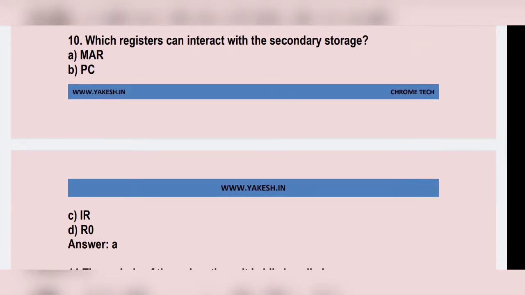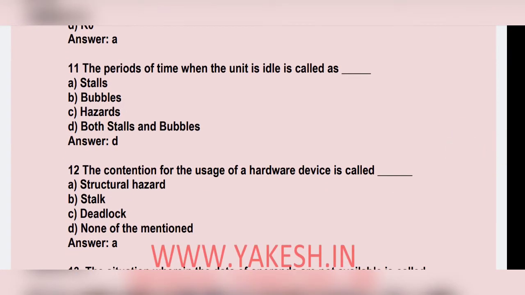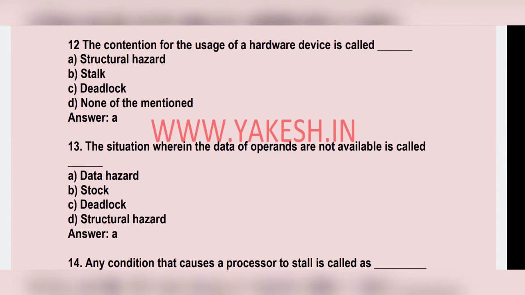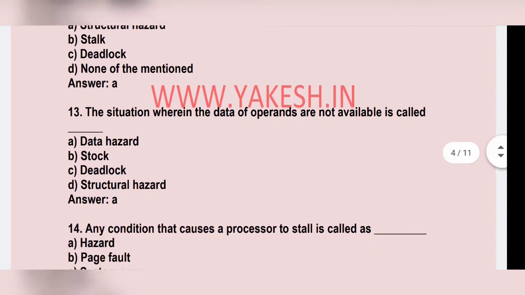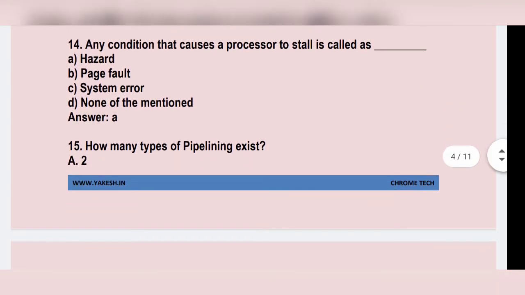Which register can interact with secondary storage? Option A, MAR. The periods of time when the unit is idle are called option D, both stalls and bubbles. Option D is the correct answer. The contention for the usage of a hardware device is called option A, structural hazards. The situation wherein the data of operand are not available is called option A, data hazards. Any condition that causes a processor to stall is called option A, hazards.